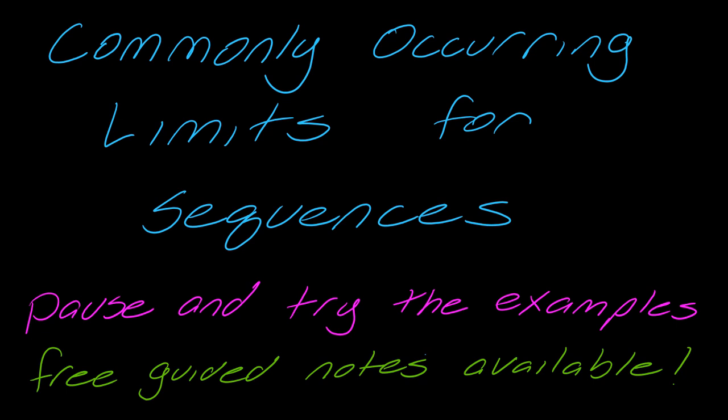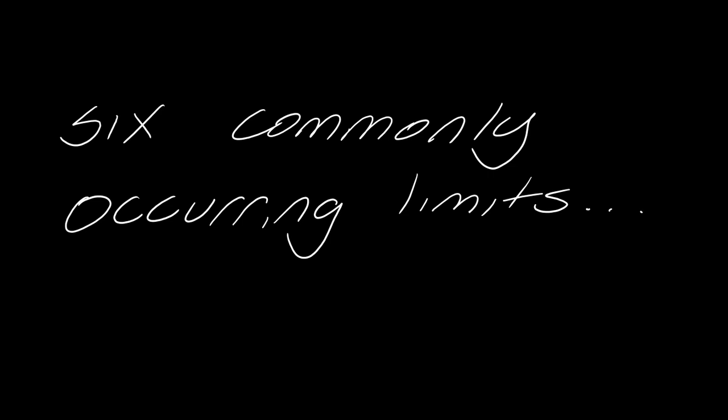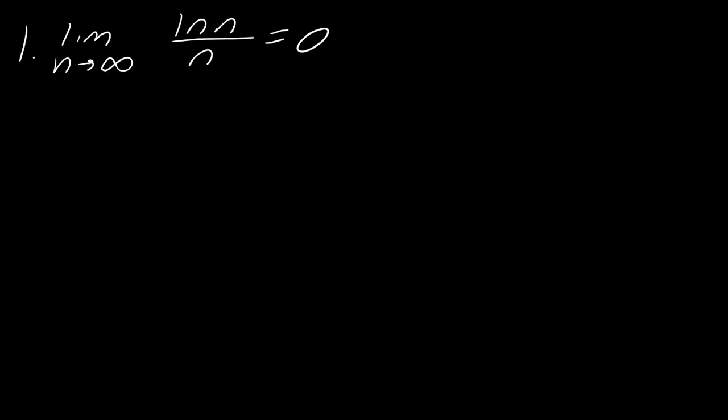So in this video, we're going to talk about some commonly occurring limits for sequences. So I'm actually just going to jump right into them. I've got 6 of them to tell you about. The first one is, if I have the sequence the natural log of n over n, the limit of this as n goes to infinity will just equal 0.